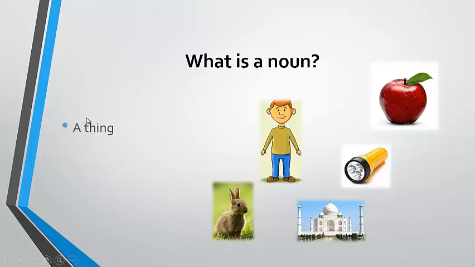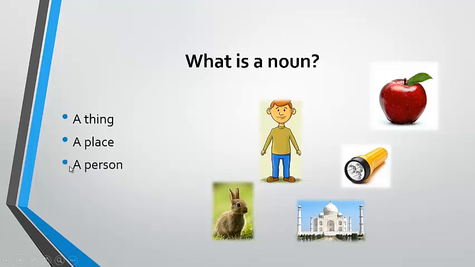So let's see. A noun can be a thing. For example, here we have a lantern. So this is a thing and it's a noun. It can be a place. For example, this image, the Taj Mahal.